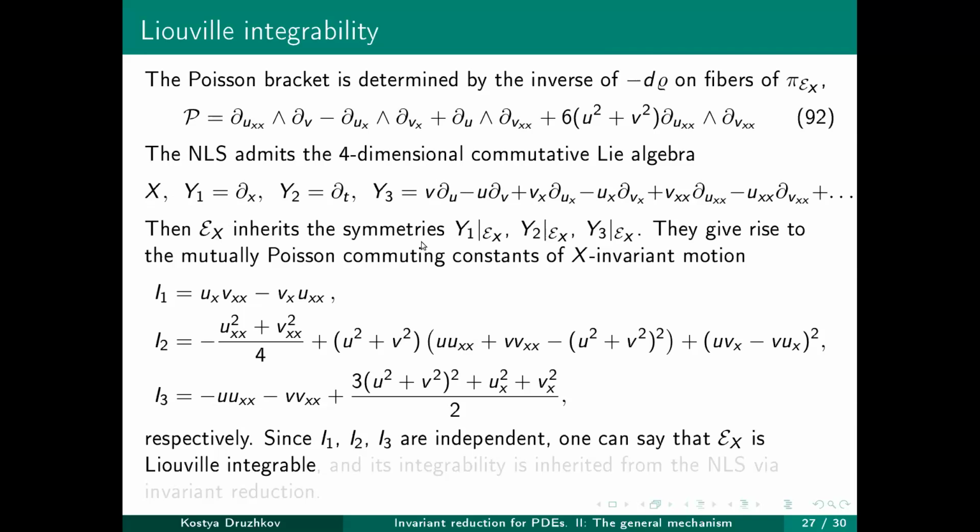This means that epsilon x inherits the symmetries y1, y2, and y3, and they give rise to the mutually Poisson commuting constants of x-invariant motion, I1, I2, and I3, respectively. So these constants of invariant motion are independent. That is why one can say that epsilon x is Liouville integrable in the classical sense, despite the fact that epsilon x is not an ODE. We have 2 independent variables, x and t, for epsilon x, and still it is Liouville integrable in the classical sense, right? Yeah, I'm going to finish very soon. And the integrability is inherited from the NLS via the invariant reduction mechanism, right?